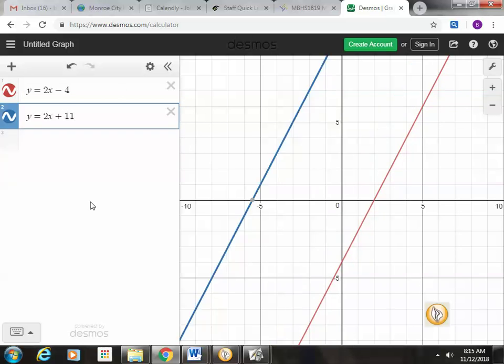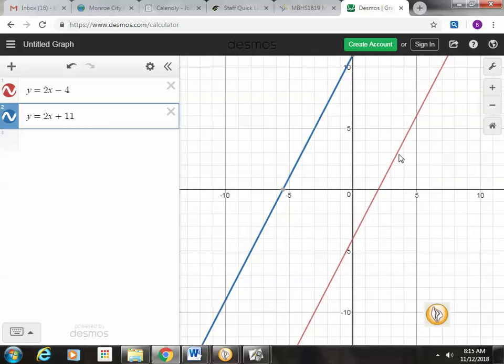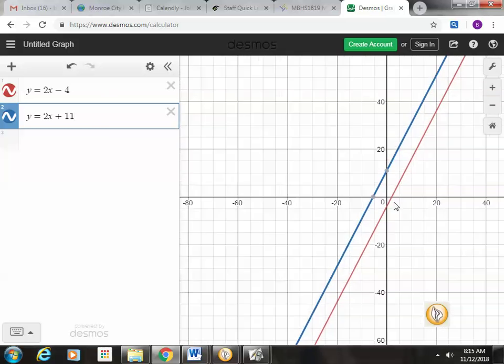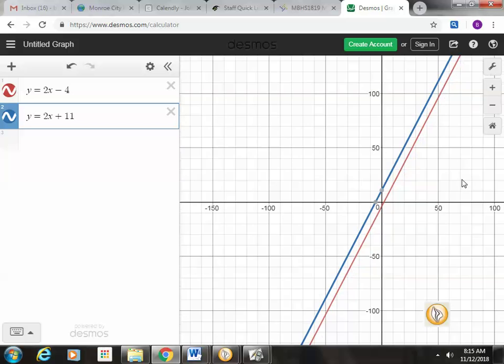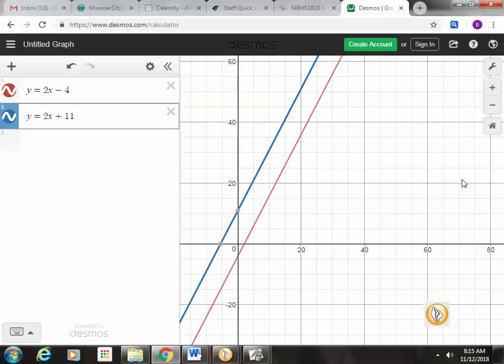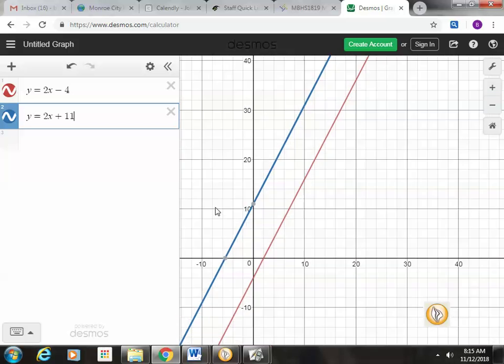Are those two lines parallel? Look like it. I can zoom out further and further away. They're always going to be parallel, aren't they? Okay. Now, does our line go through that point, negative 3, 5?